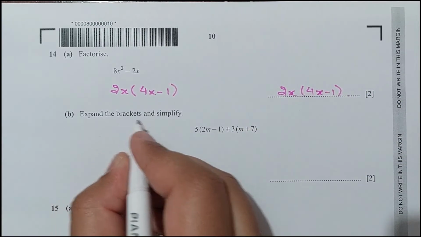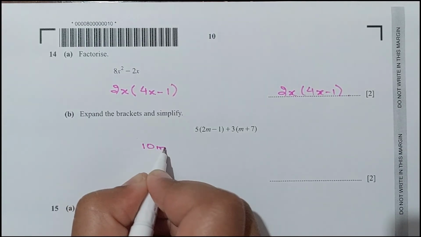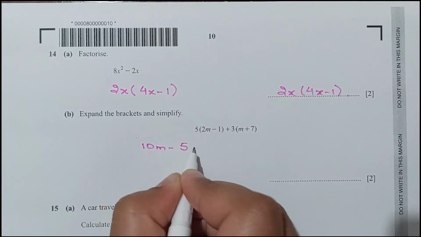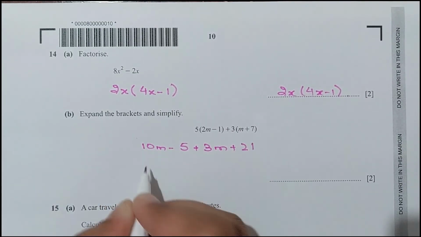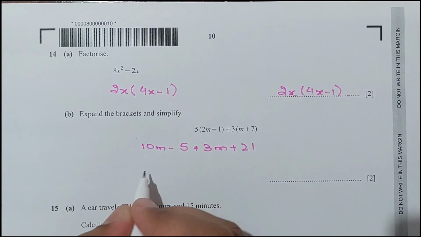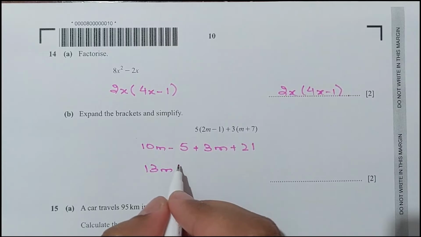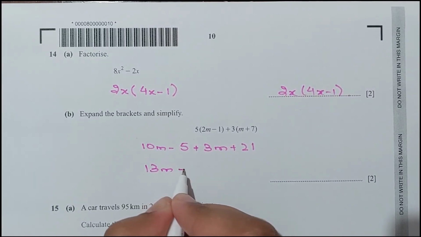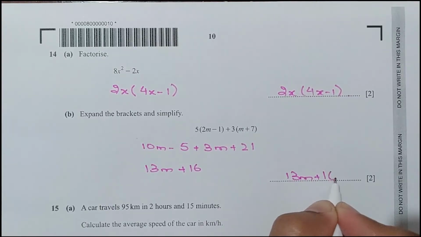Part B, expand the bracket and simplify. 5 times 2 is 10m, minus 5 times 1 is 5, plus 3m and 3 times 7 is 21. Okay, 10m and 3m would be 13m, and from 21 take away 5, this would equal 16. 13m plus 16 is the simplified answer.